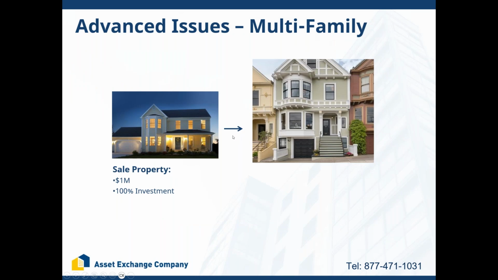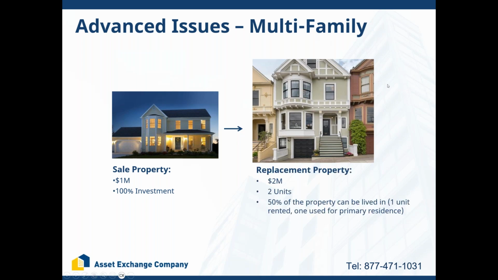Now, another thing you could do, you could sell a $1 million property. It's 100% investment. And you can buy a mixed use property where you live in a portion of it. So you buy a 2-unit building to complete your exchange, and you live in one of the units and you rent out the other unit. So I just did a 1031 exchange to a 2-unit building, and I'm going to live in one of the units. Is that allowed?